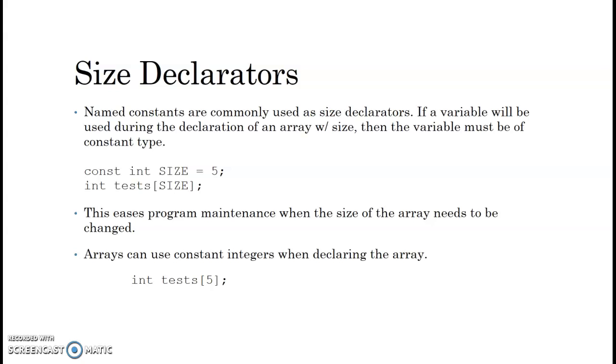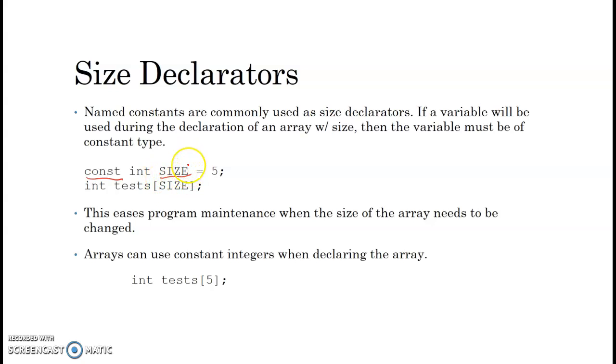In terms of declaring the size, this is a little unique to the language itself. Named constants are commonly used as a size declarator. That's using a variable of constant type. If a variable will be used during the declaration of an array with size, then the variable must be of constant type. So in this example, instead of using the 5 in the square brackets like in our previous example, which is valid, if I want to use a variable that represents the size, then the variable itself must be of constant type. And that is unique to this language. Not all languages require that.